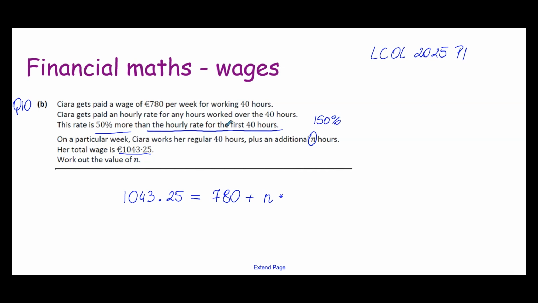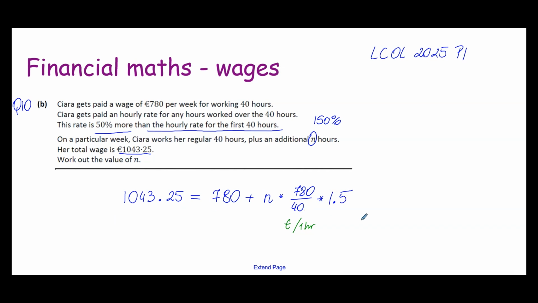150% of what? Of her rate for 40 hours. How much is the hourly rate? Well, 780 divided by 40 hours will give me how much euro per 1 hour, isn't it? But now she's getting not just that rate, she is getting 150%. So 1.5. We are multiplying that hourly rate by 1.5.